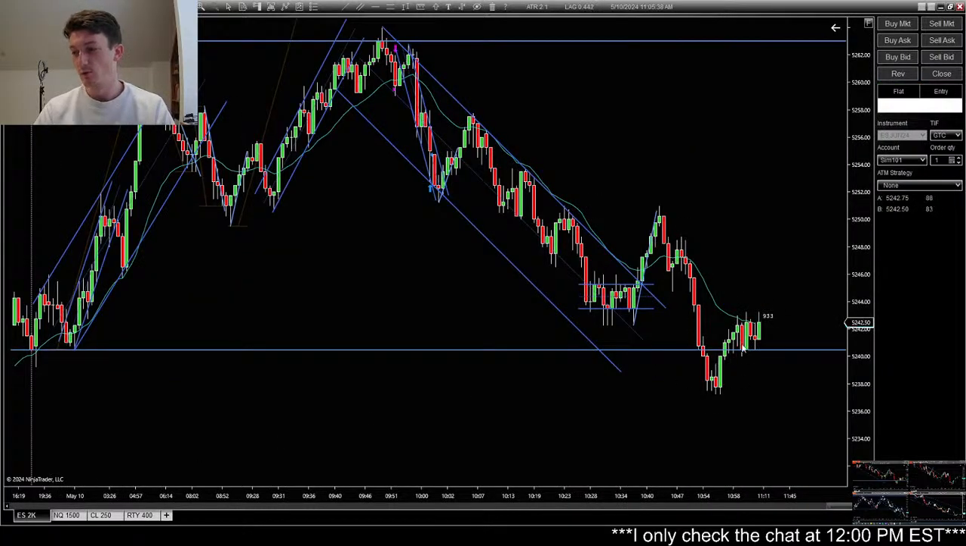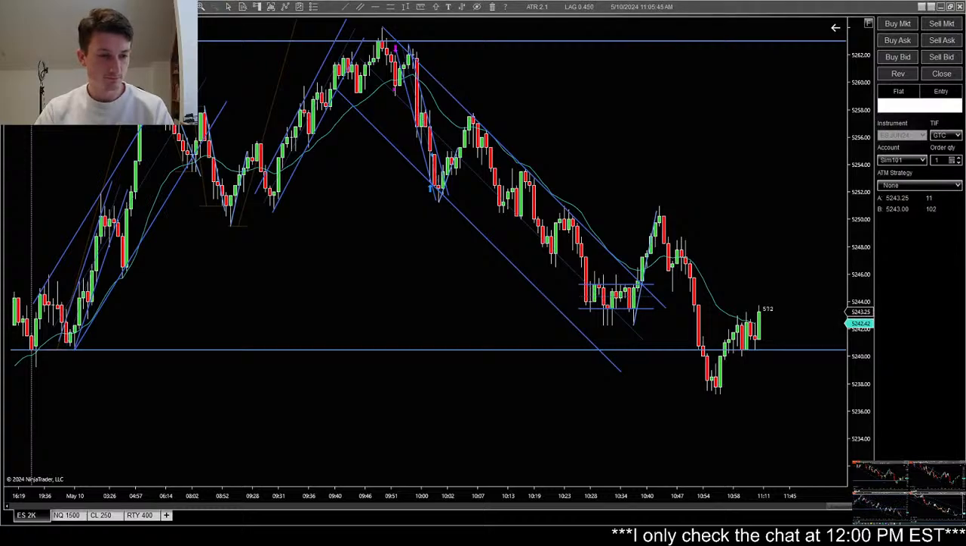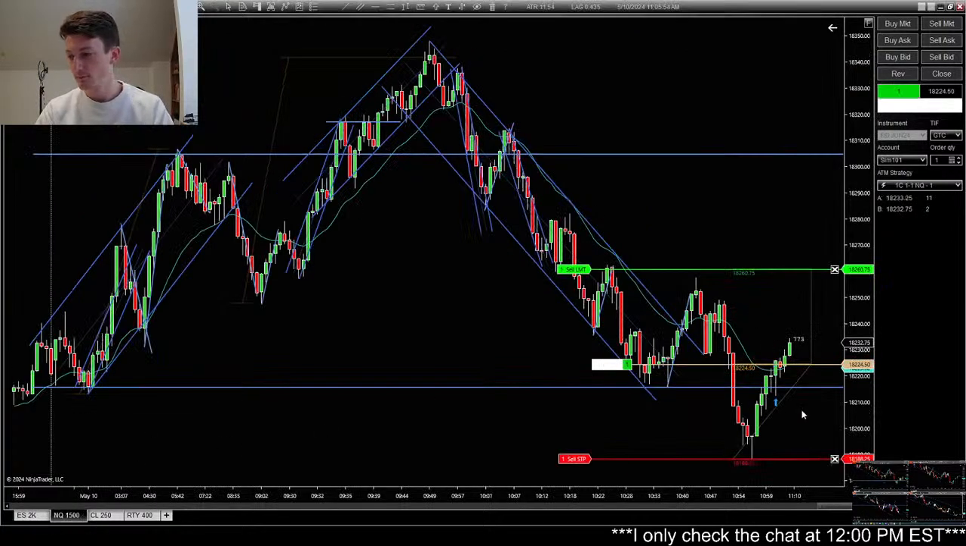On the ES, it's looking more congestive than anything, so not really anything that I want to do there. Could be an uptrend working higher. Like that, maybe.